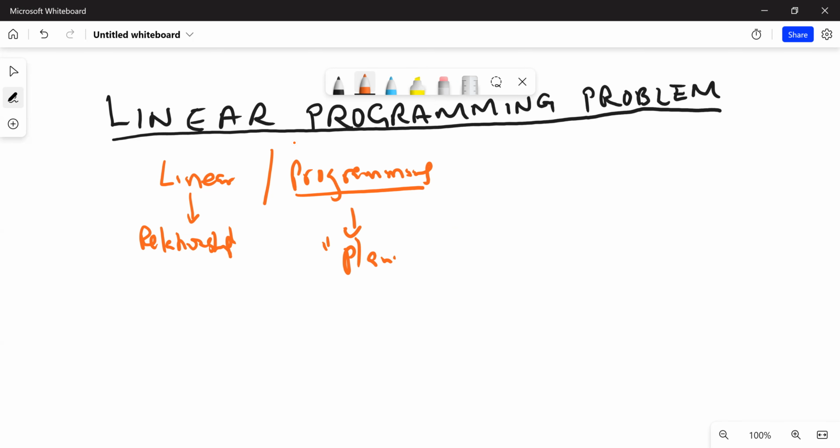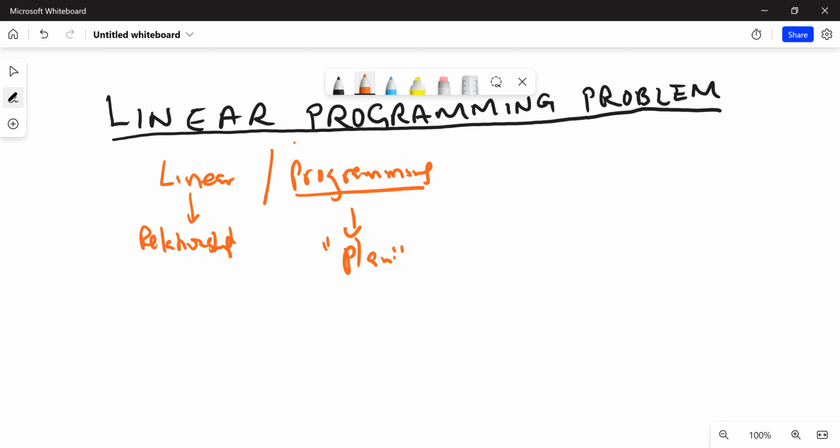It's like the process of determining a particular program or action plan. So basically, that's what linear programming will be all about. So we'll be dealing with some linear functions or linear equations or linear inequalities to come up with some plans to optimize some chosen processes.